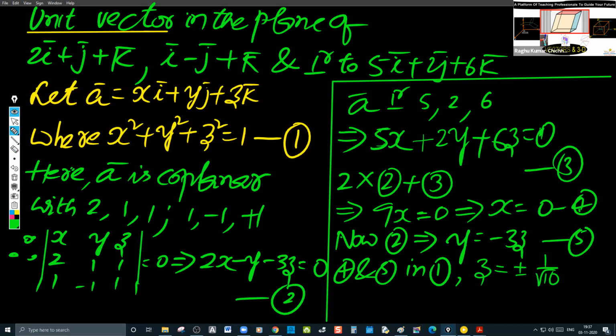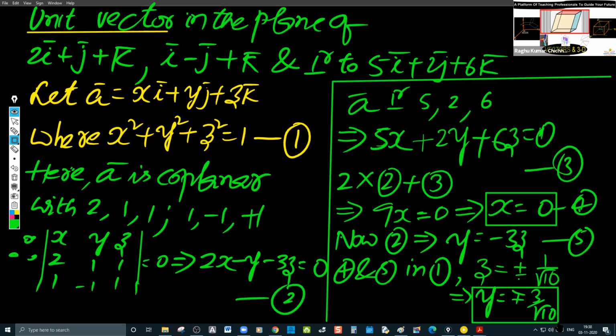That's good. Implies y, please. Y now. Y is equal to, multiply with minus 3, minus or plus 3 by root 10. That's it. You got the X value, Y value, and Z value. X value is 0, Y value is plus or minus 3 by root 10, and Z value is plus or minus 1 by root 10. This is what you got.